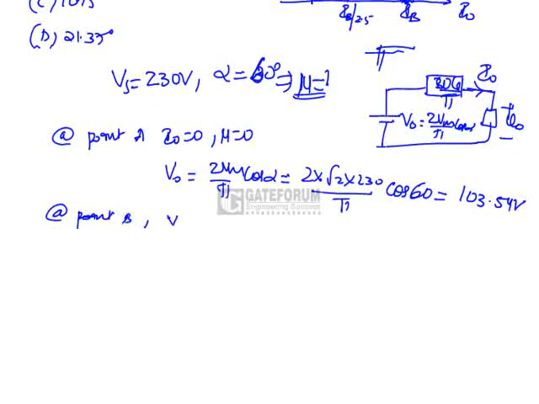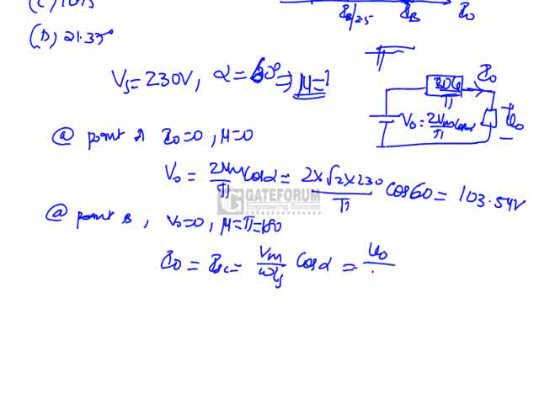Now at point B, V0 is equal to 0, whereas the overlap angle mu is equal to pi, which is 180 degrees. What is the current? This is the short circuit current ISC, given as Vm by omega Ls into cos alpha, which is nothing but V0 by omega Ls, the commutation reactance. V0 is 2Vm by pi into cos alpha. So this value is 230 into root 2 by omega Ls.